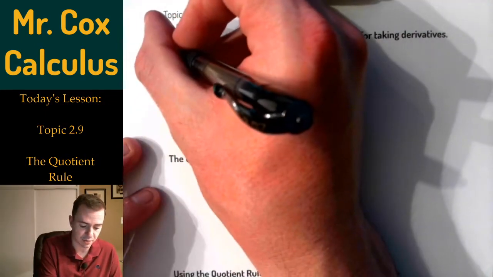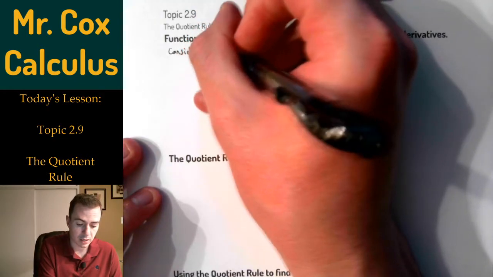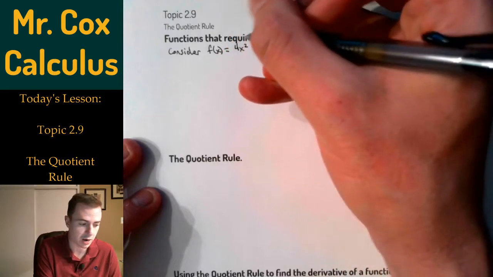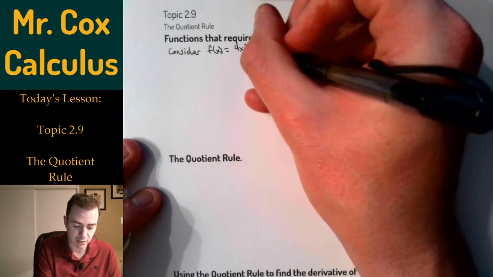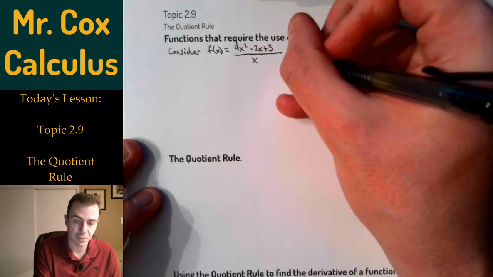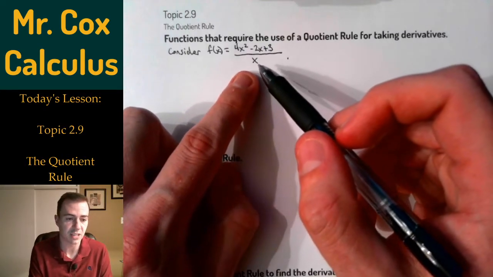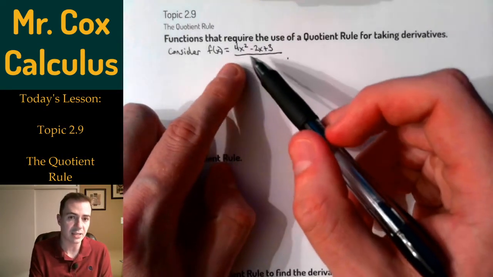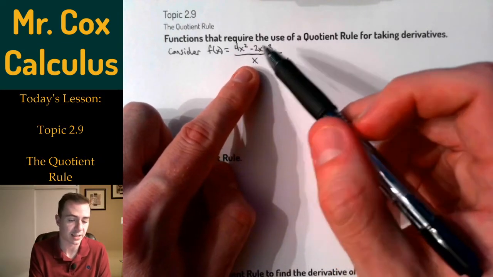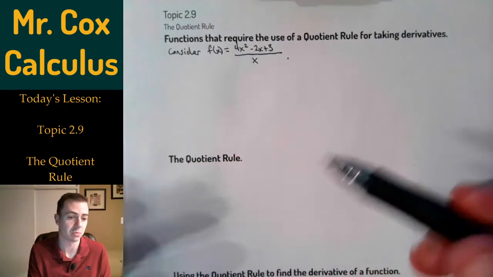So let's consider the function f of x is equal to, and it's going to be a quotient here, 4x squared minus 2x plus 3, and that is all over x. Well, one of the things we said when we learned our early derivative rules is that if there's a single term in the denominator, I can split this up as 4x squared over x and 2x over x and 3 over x. In fact, I can split up a numerator of a fraction. What I can't do is split up a denominator.